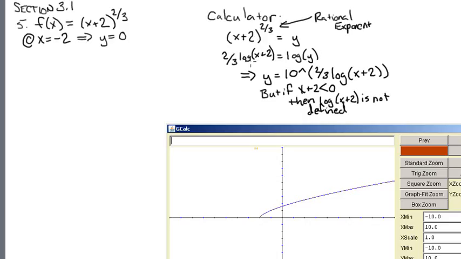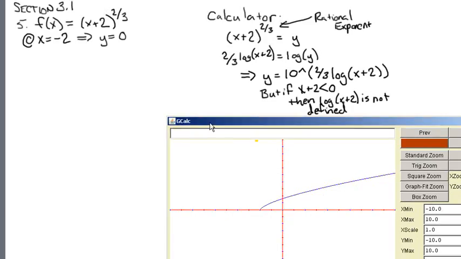A lot of graphing calculators utilize log tables, and there are different methods that can easily calculate a value for a log. But the problem with that is that if x plus 2 is less than 0, that's outside the domain of the logarithm function. You can't take a log of a negative number. So that's why with some of these rational exponents, you get a hiccup.